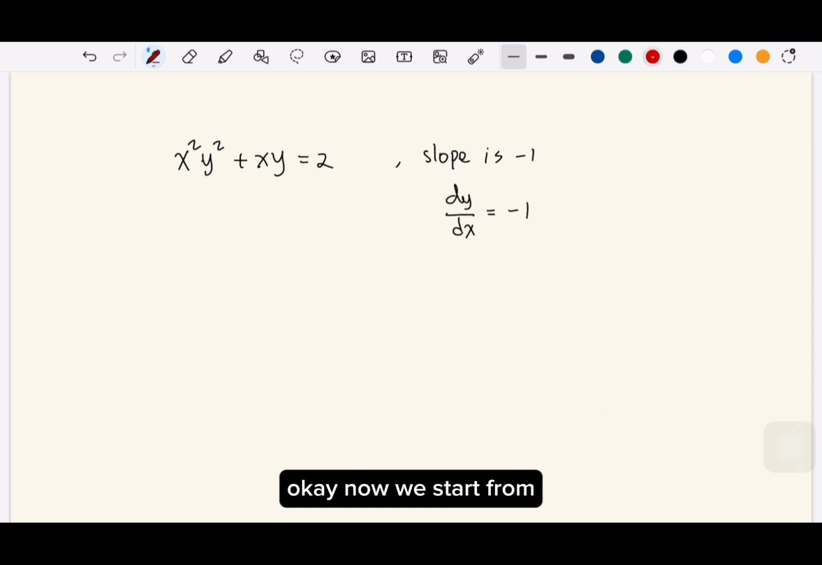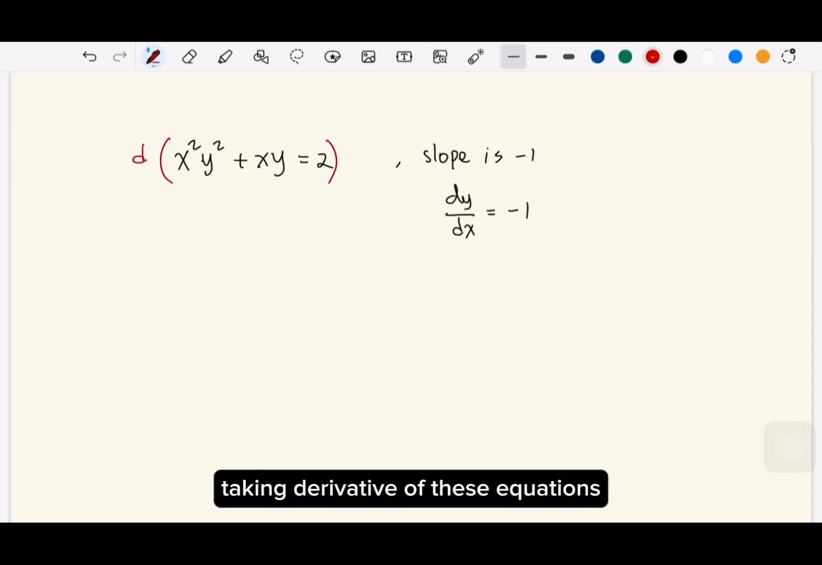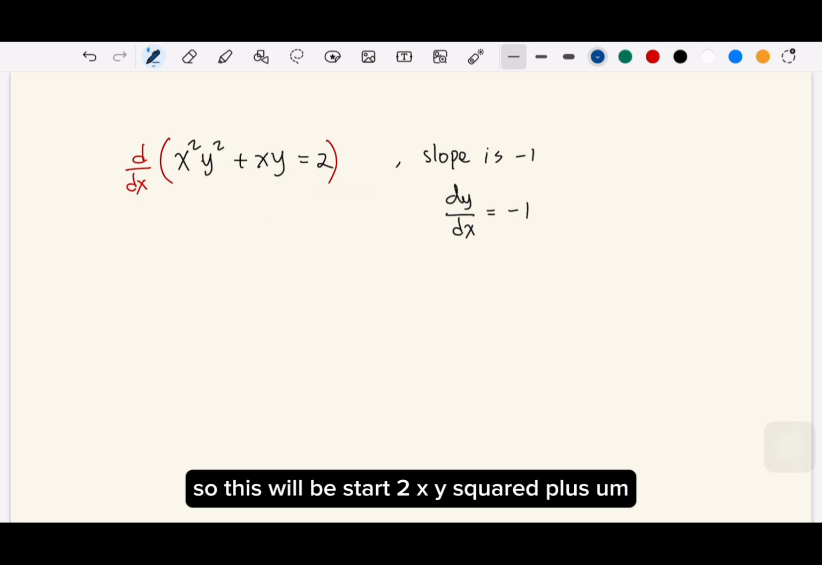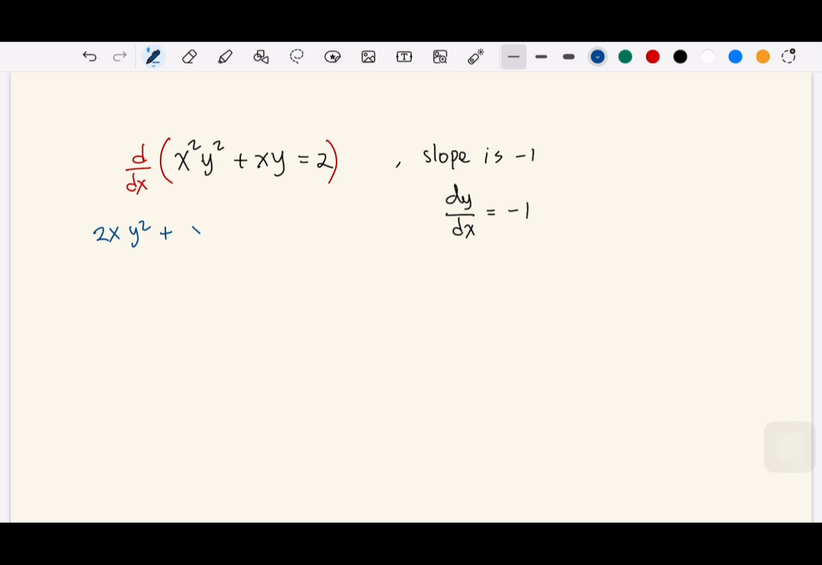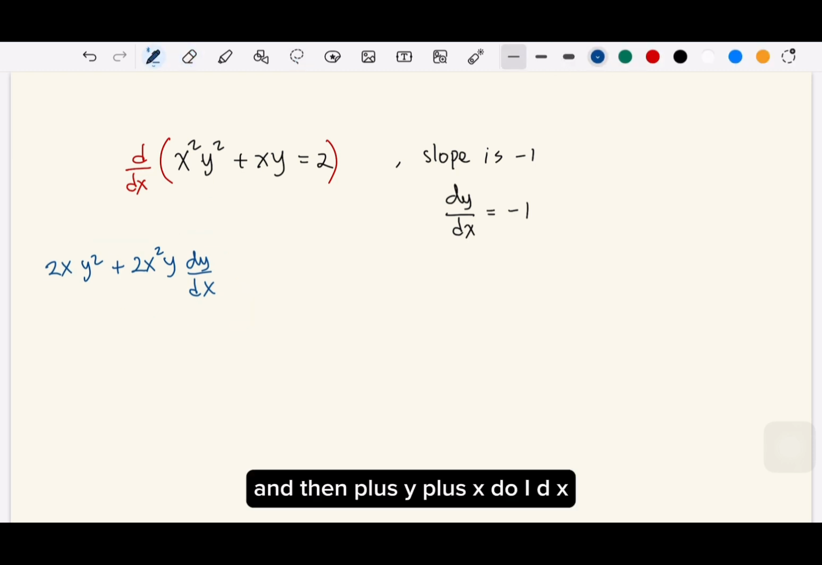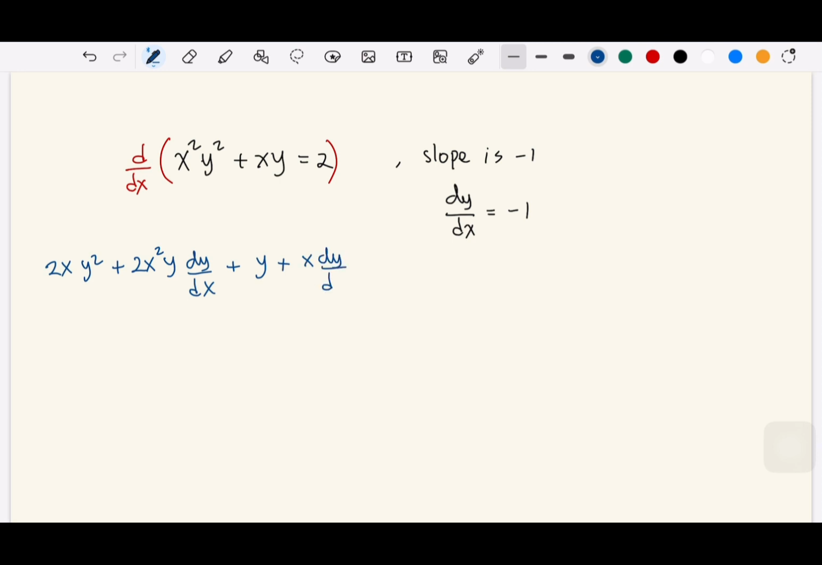Now we start by taking the derivative of this equation. So this will start with 2x y squared plus x squared 2y dy/dx, right? And then plus y plus x dy/dx equal to 0.